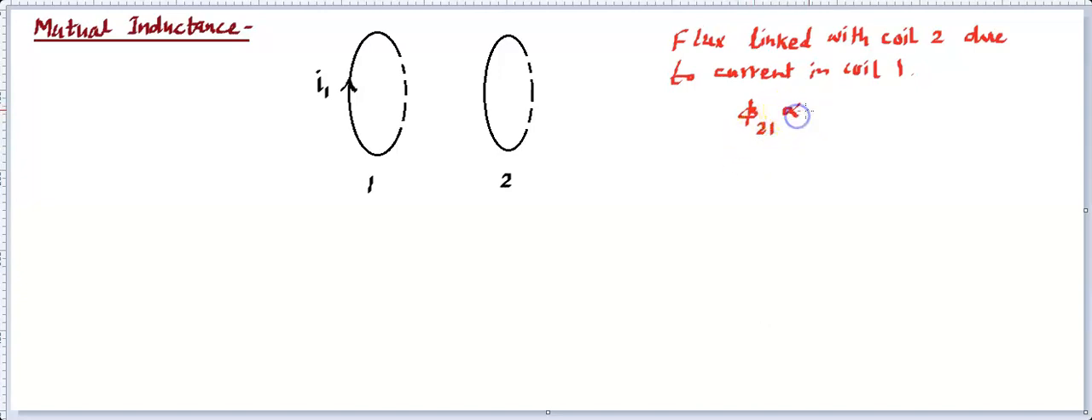This flux will be directly proportional to the current in 1. Can you think of it, if we increase this current, the flux will increase because the magnetic field is increasing. So this flux of 2 due to current in 1 is directly proportional to the current in 1. If you want to remove this proportionality symbol, then you need to bring a constant of proportionality. That constant of proportionality is written as M. And you can write it as M for 2 due to 1, and this is going to be I1.